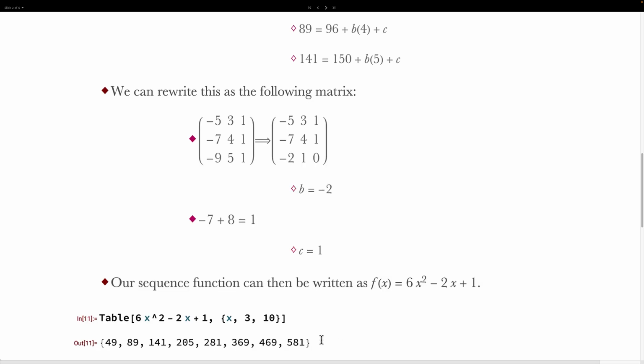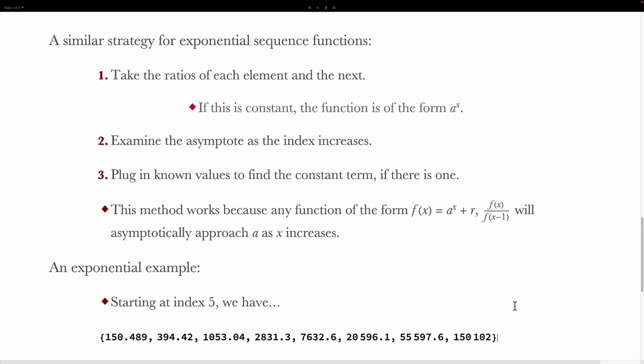Writing f(x) out from x = 3 to x = 10 gives us 49, 89, 141, 205, 281, 369, 469, and 581, which is the same as our original sequence. Now, not all sequences have polynomial sequence functions, so we need strategies for other types of functions.